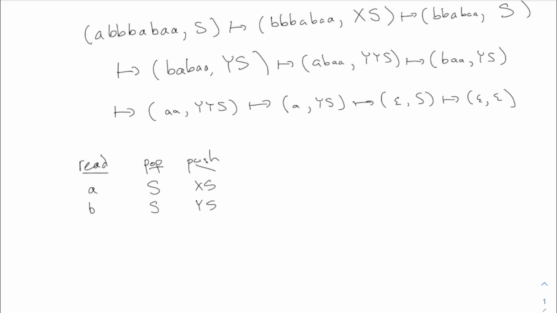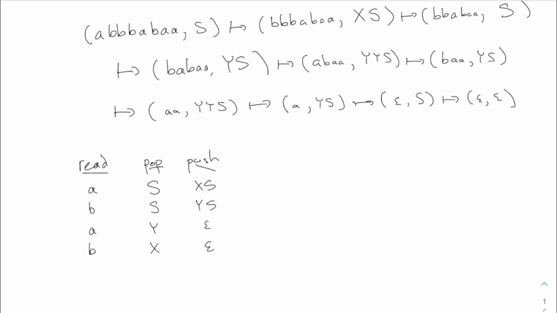Usually, though, the rules are something like an A cancels a Y and a B cancels an X. So I'll try and write that. If you read an A and there's a Y on the stack, you cancel it entirely, which is to say you push epsilon. And if you read a B and there's an X on the stack, you cancel that. So you push an epsilon.